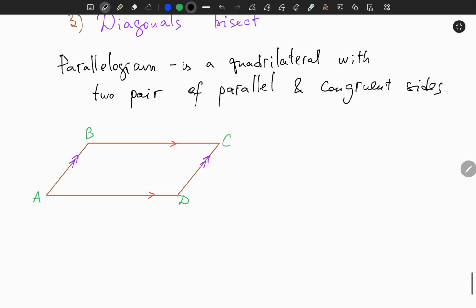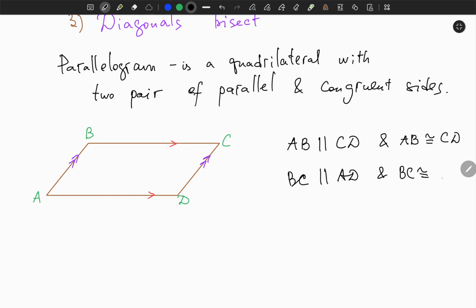Okay, so from this definition, AB is parallel to CD, and at the same time AB is congruent to CD. Next, BC is parallel to AD, and at the same time BC is congruent to AD. Okay, we have that from the definition. Now let's get into the first property.